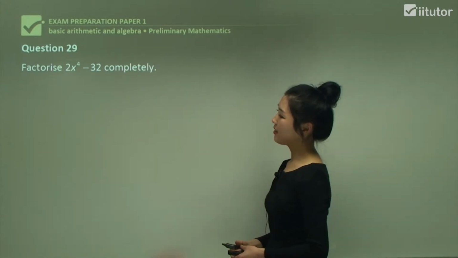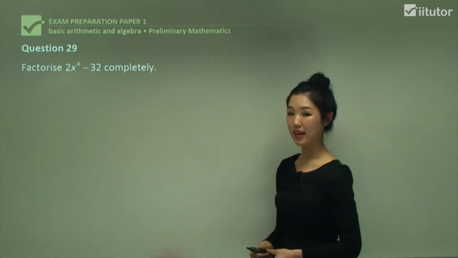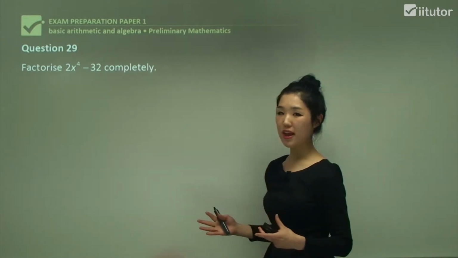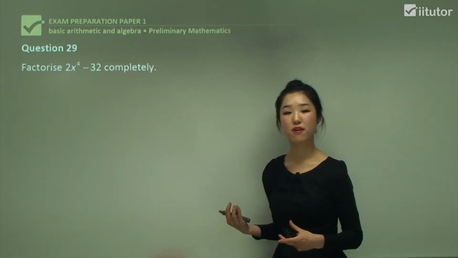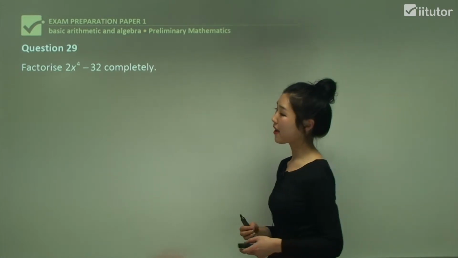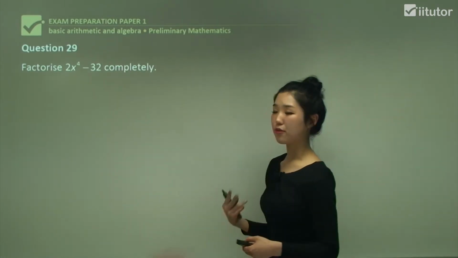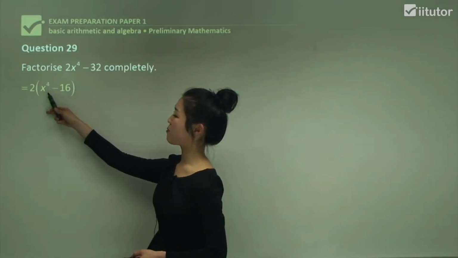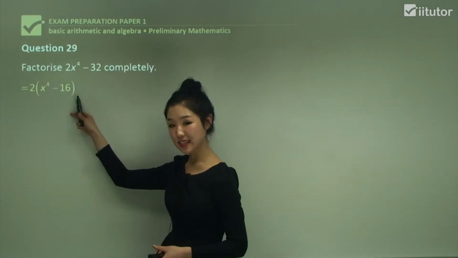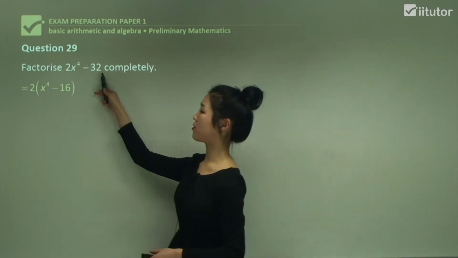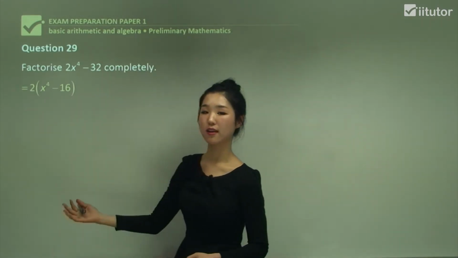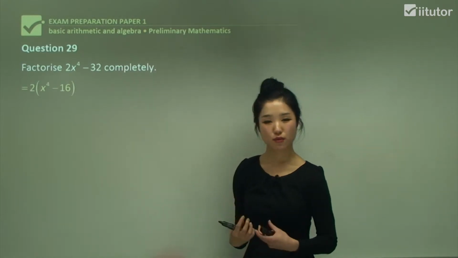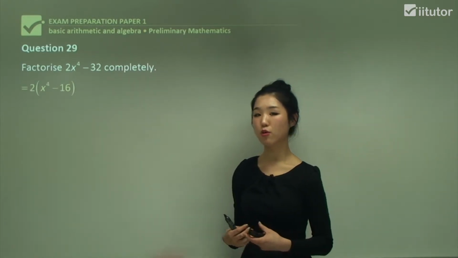Question 29, factorize this completely. Okay, now I think that first of all, whenever you do any type of factorization, you must find the common factor first. Okay, I think this one, the common factor is 2. So I'll take out the 2 first. So I'll have x to the power of 4 minus 16 left inside the brackets, because 32 divided by 2 is 16. Now guys, I think I can use my difference of 2 squares formula or rule.